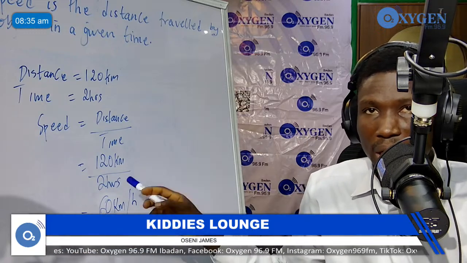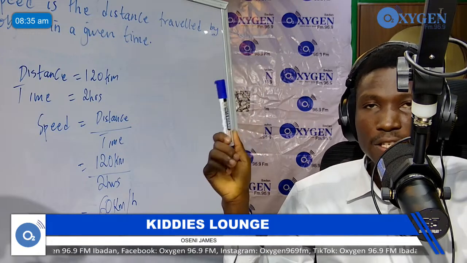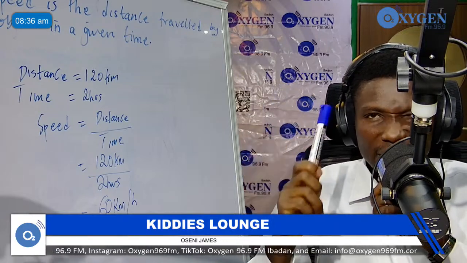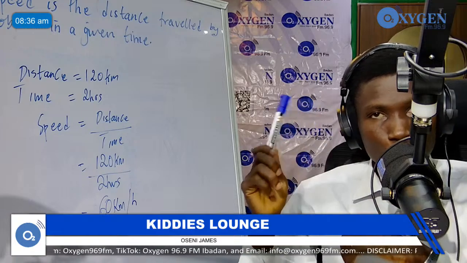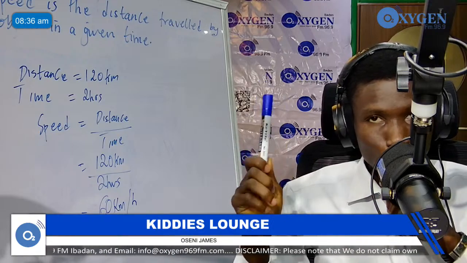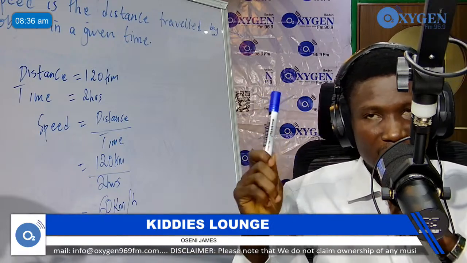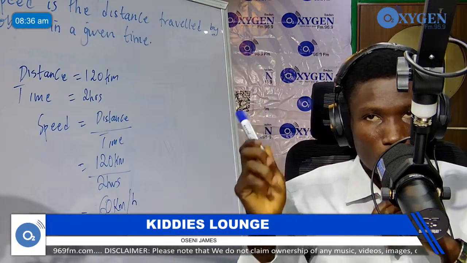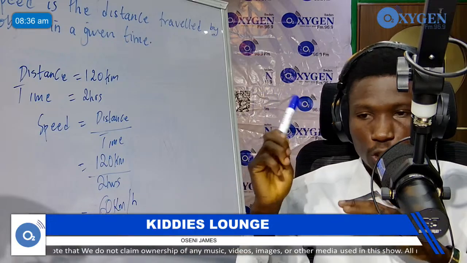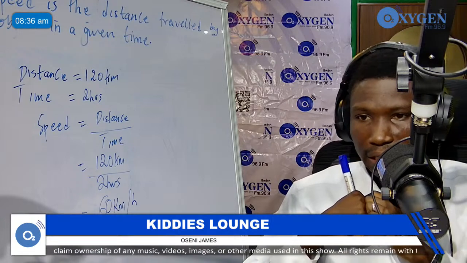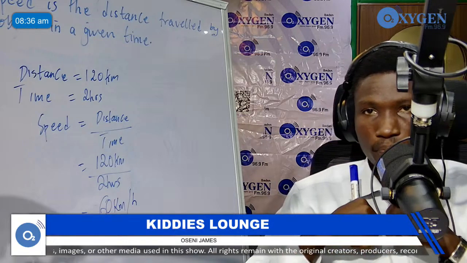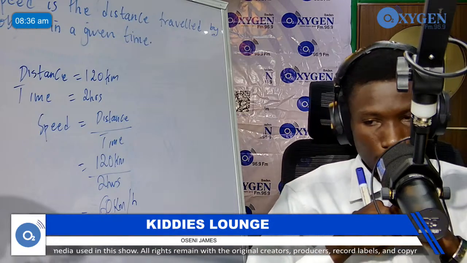60 kilometers per hour. That is, the car is going to cover 60 kilometers in 1 hour. In 2 hours, the car is going to cover how many kilometers? 120 kilometers. In 3 hours, the car is going to cover 180 kilometers. Are you getting me now? So the speed of that car is 60 kilometers per hour. Do you get that?